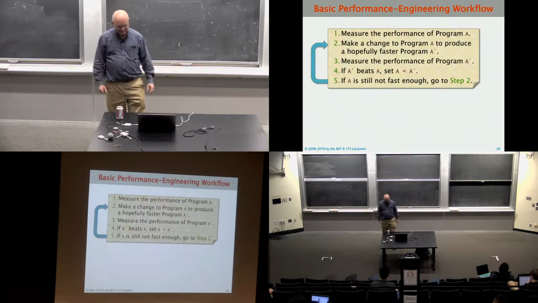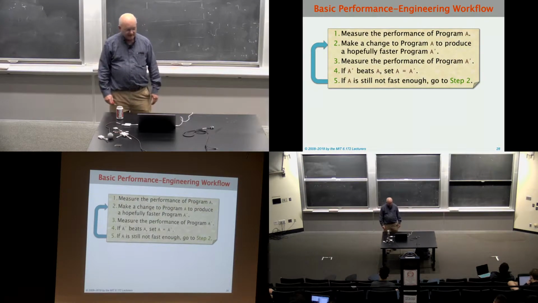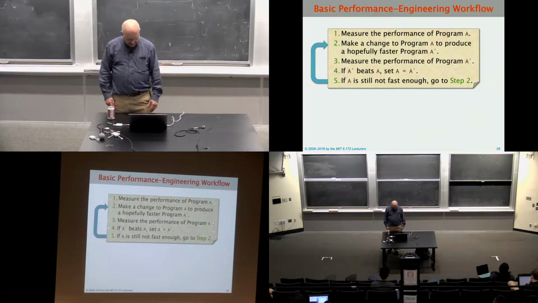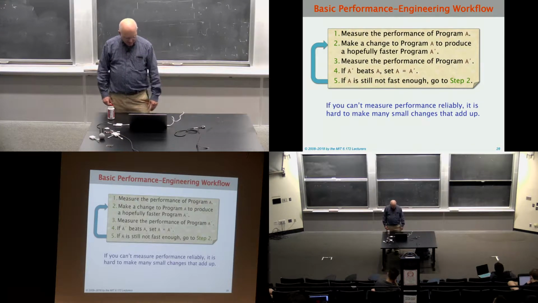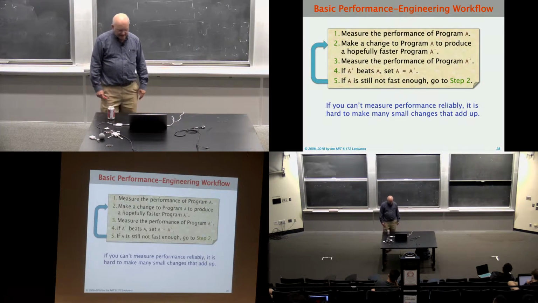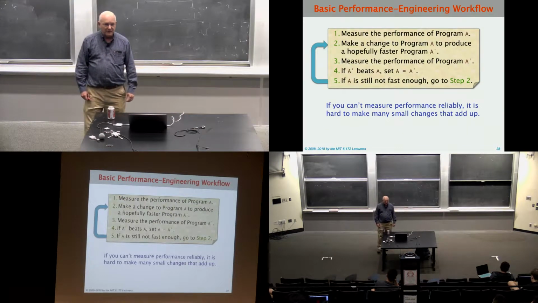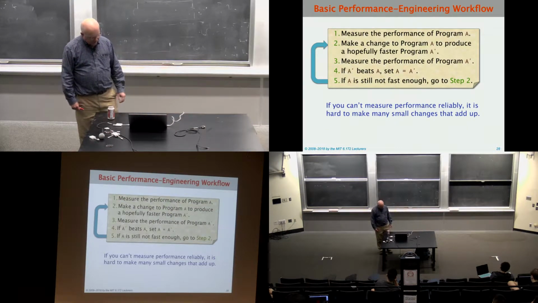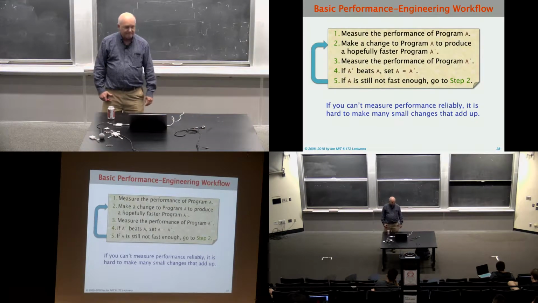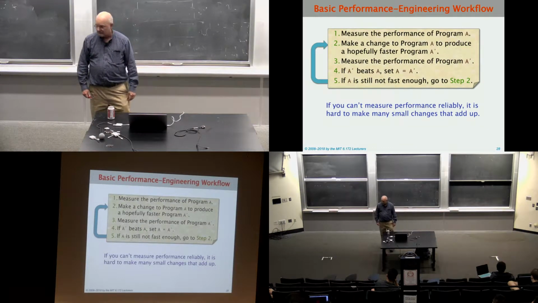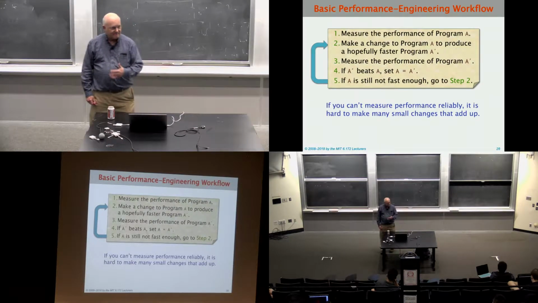It's pretty simple. And as should be apparent, if you can't measure performance reliably, it's hard to make many small changes that add up, because it's hard to tell whether A beats A prime. Sorry, whether A prime beats A. It's hard to tell.